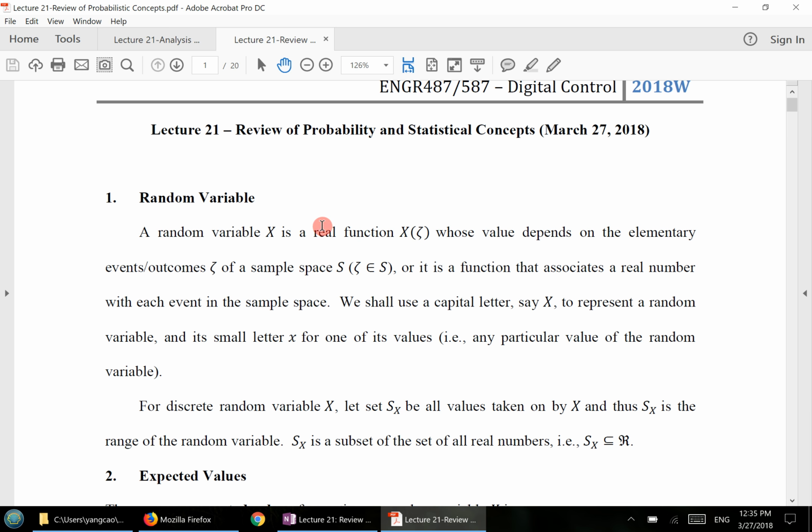First, the concept of a random variable. Okay. A random variable is a real function of this symbol zeta here, and the zeta we call an outcome of a certain sample space. Okay, so that's basically indicated as a random variable here.